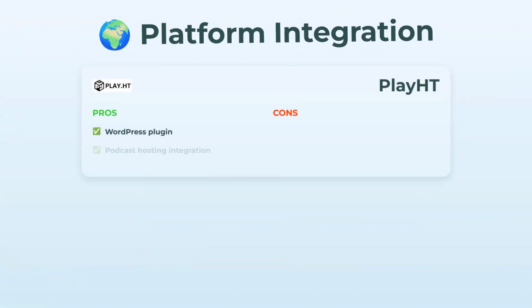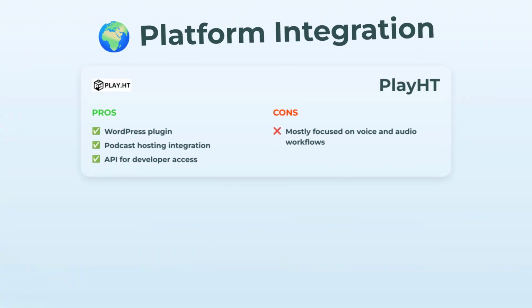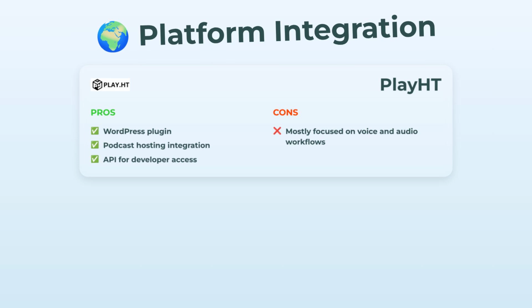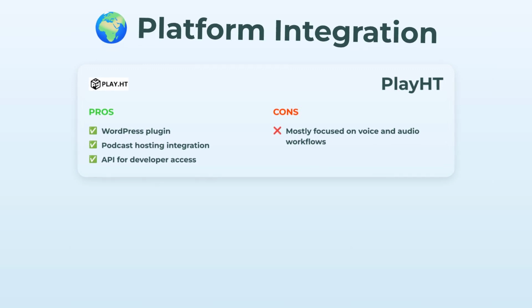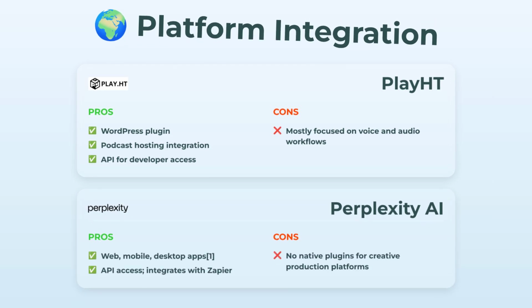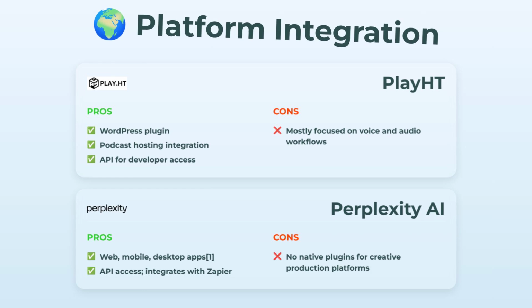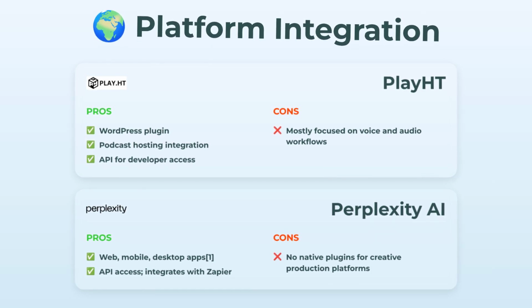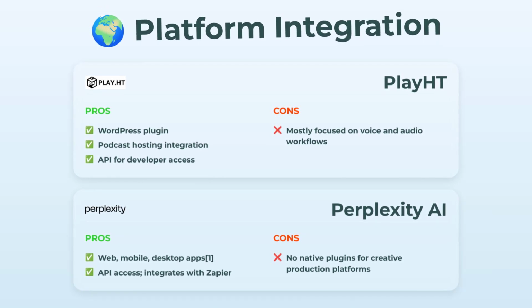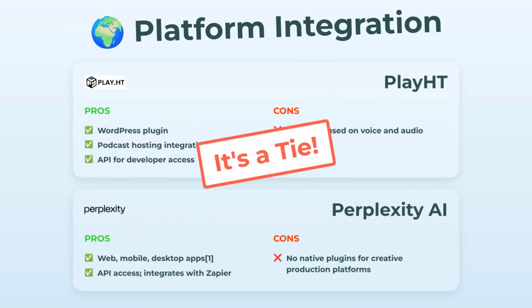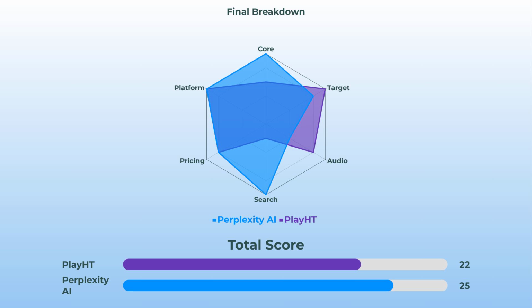Now, for platform integration. PlayHT's got plugins for WordPress, built-in podcast hosting, and developer APIs. So if you're deep in the audio content world, it's super handy. The focus is mostly voice workflows though. Perplexity? It's every platform. Web, mobile, desktop. You can even hook it to Zapier, and developers get API access. But for hands-on creative production, there aren't any out-of-the-box plugins. Honestly, both cover their ground for their core users. So again, tie.